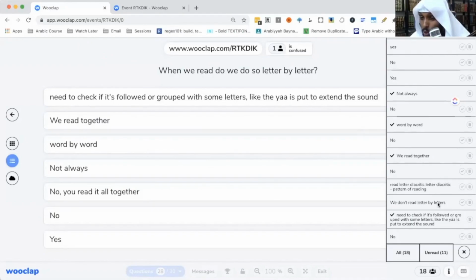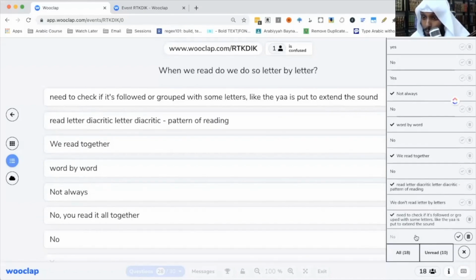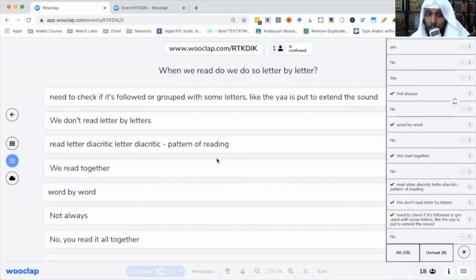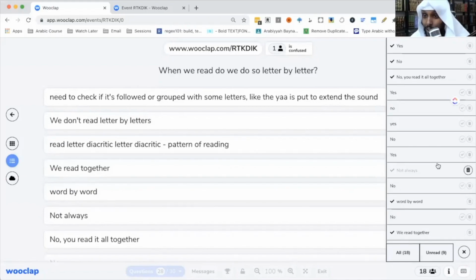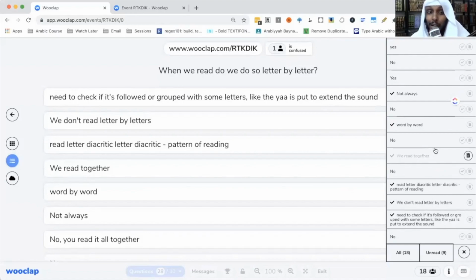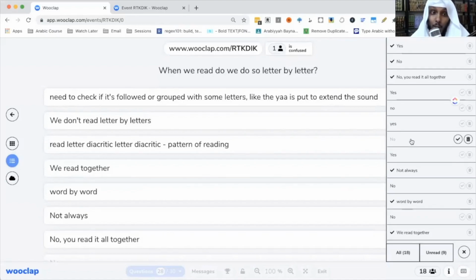But no one has so far said that we read letter, diacritic. That's how we read. So letter, diacritic. So harf, or the letter and the fatha, or the letter and the kasra together. That's what one person said as well. One person said, no, we don't read letter by letter, which is the correct answer. But how do we read then? We do not read letter by letter. Now, like I said, it's not specific to the Arabic language. So I'm going to give you the answer soon. When I explain, you'll find out the answer.